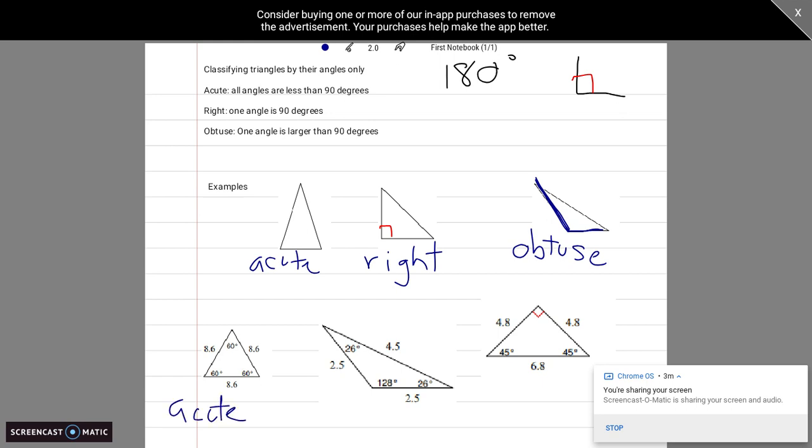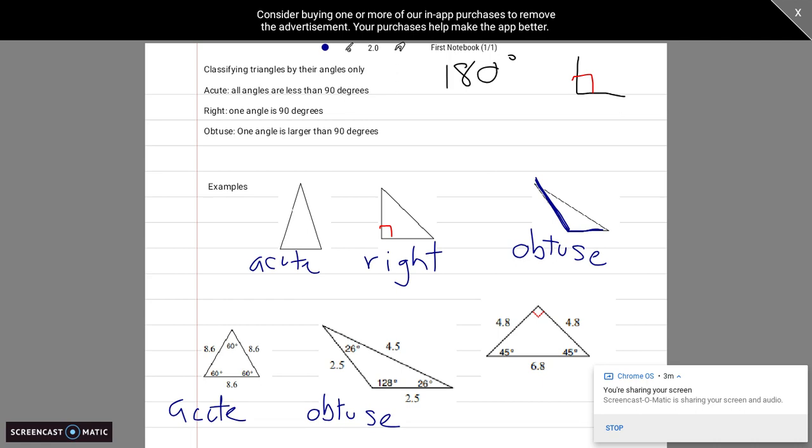Let's look at the next one. I have angles of 26 degrees and 128 degrees. I checked, they all added up to 180, so I can keep going. And this larger angle here, 128 degrees, is your giveaway of what kind of triangle this is. Once you see an angle measurement that's larger than 90 degrees, it will be an obtuse triangle.